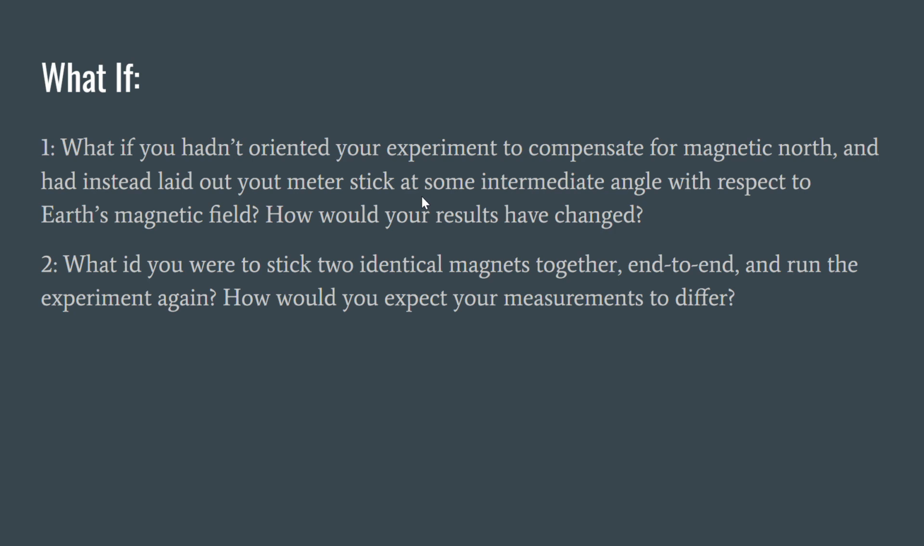Secondly, what if we were to stick 2 identical magnets together? How would we expect our measurements to differ? Basically, the 2 individual magnetic dipoles would become one bigger magnetic dipole. So the value for the magnetic dipole and the value for the magnetic field would be bigger, because it is two magnets acting as one magnetic dipole, while what we have here is one small magnetic dipole compared to the two identical ones together.